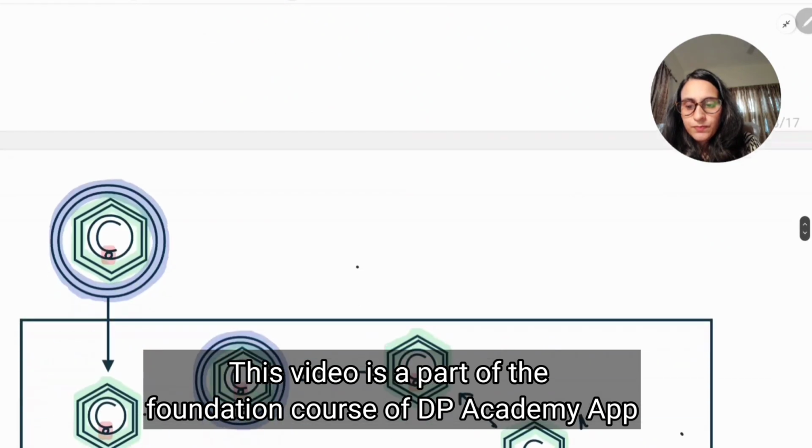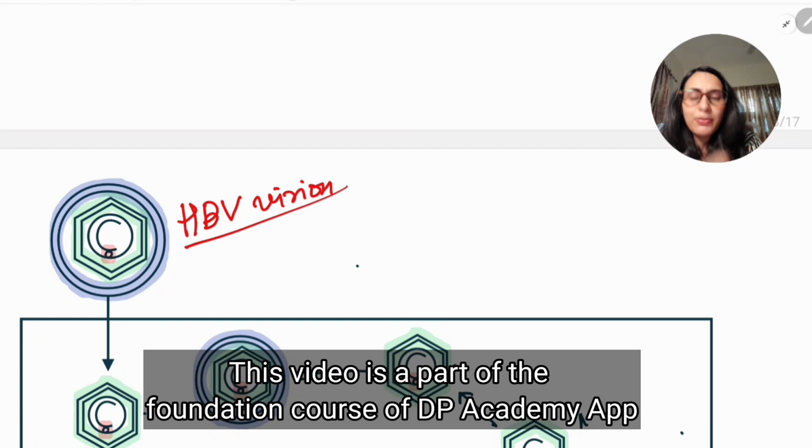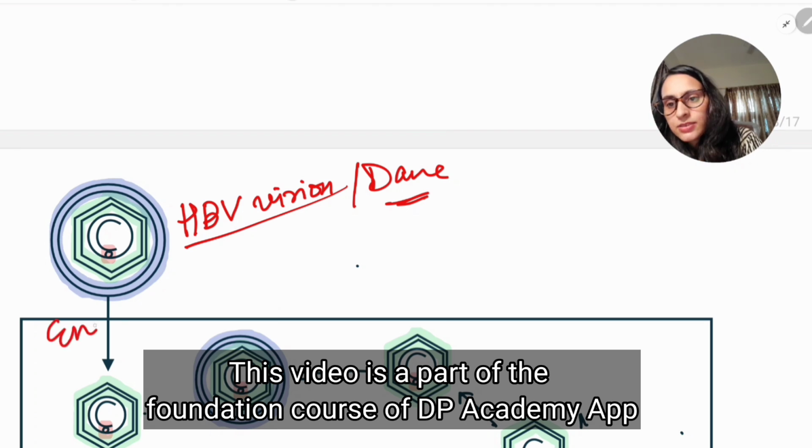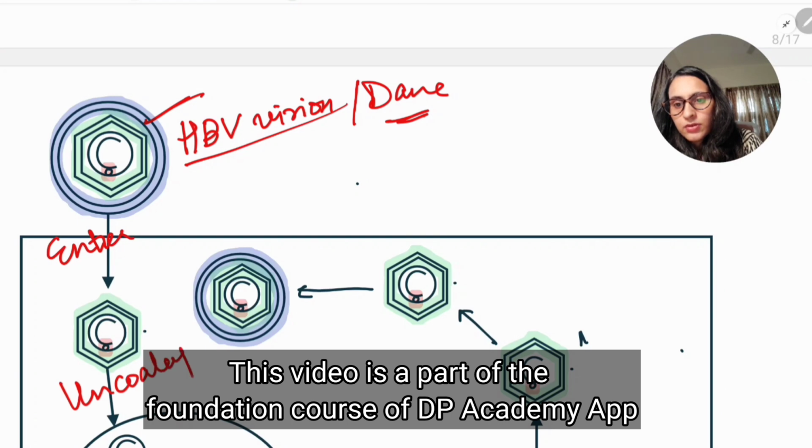Now, if you see how this is going to cause infection, first we have the hepatitis B virus virion. This is the complete virus, complete virion, which is known as Dane particle, that is going to cause the infection in the person. It enters the cell through endocytosis. Once it enters, there is uncoating. You can see this blue color is removed. So the surface antigen here, you can see, is removed, and the core antigen is also removed.